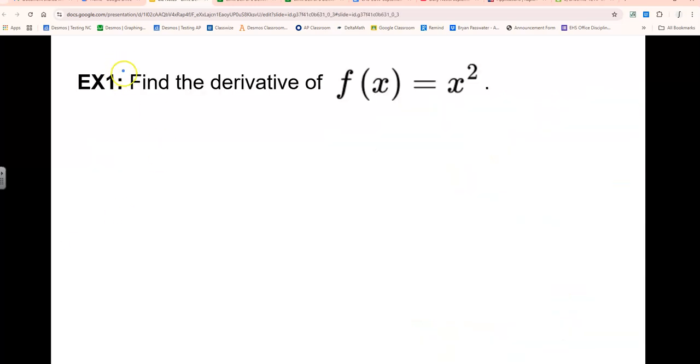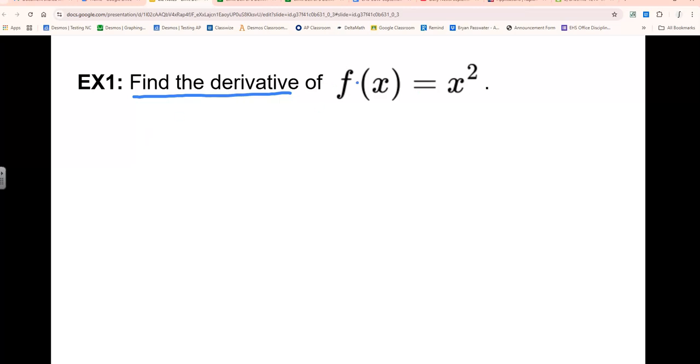So, find the derivative of f of x equals x squared. For this, if I'm going to use this one, it didn't tell me at a specific point, right? It just says find the derivative of. It doesn't tell me it's at x equals 3 or x equals 7 or x equals 5. So I have to use the general definition this time.